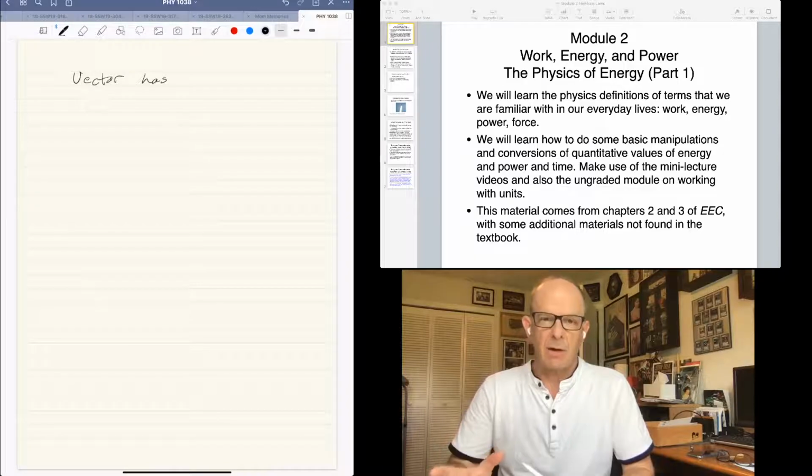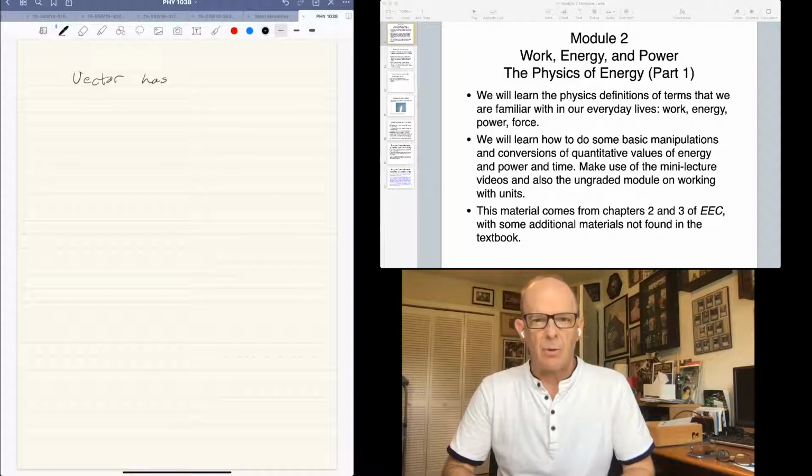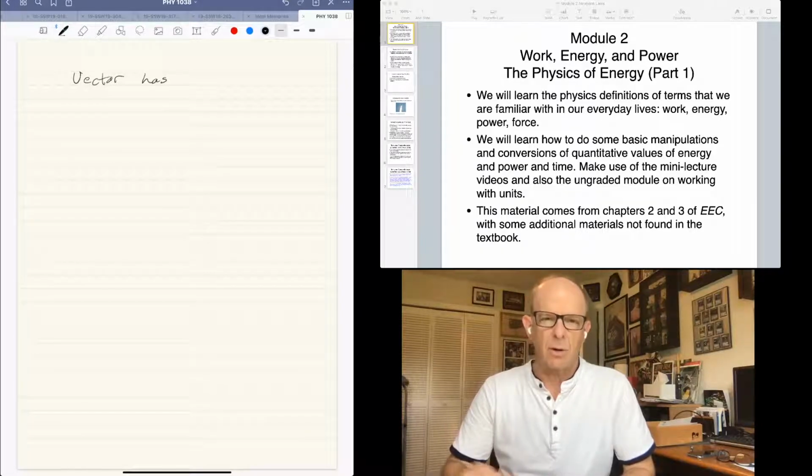But we have to know the technical definitions in order to understand what's going on when we're later going to be talking about things like how does a windmill work, or how do I get energy from water going through a dam. So we're going to learn those technical definitions, and then over the course of the module, we're going to learn how they interact with each other.